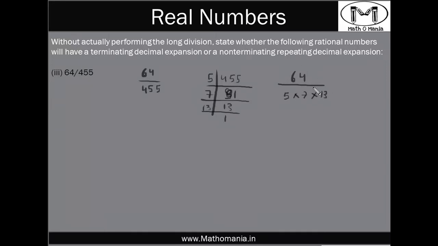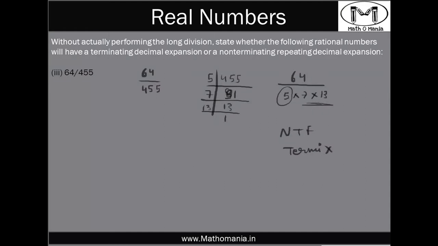So, this expression is already in the simplest form. But as in the denominator, we have prime factors other than 5 as well. So, this will not be a terminating fraction. This will not be a terminating fraction because we have 7 and 13 in the denominator as well. For a fraction to be terminating, we cannot afford to have numbers other than 2 and 5 in the denominator.